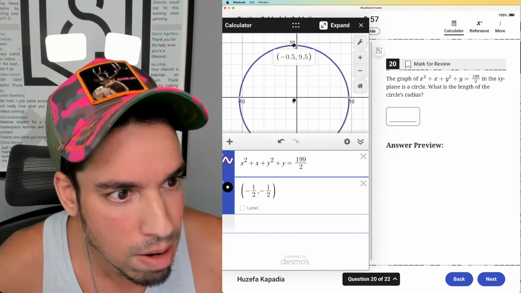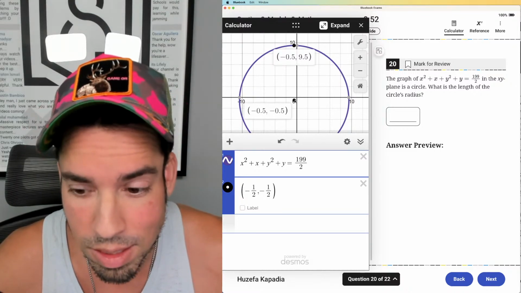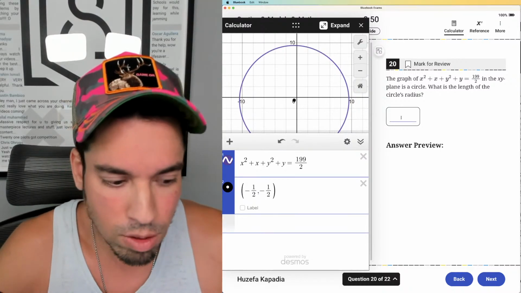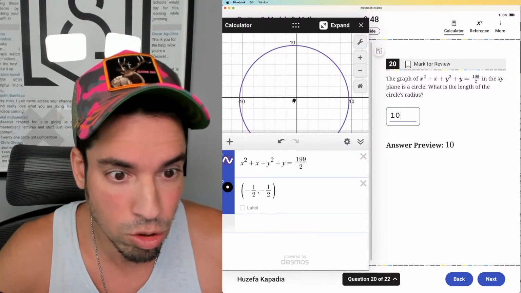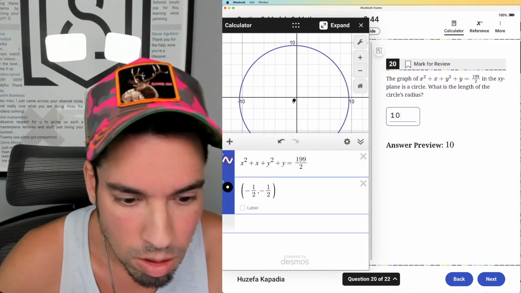Look, you can see the top value at 9.5. So if you can get that the center is there, the radius is 10. I think we can count that because you could estimate, and it is a nice whole number. I think we can count it. All right.